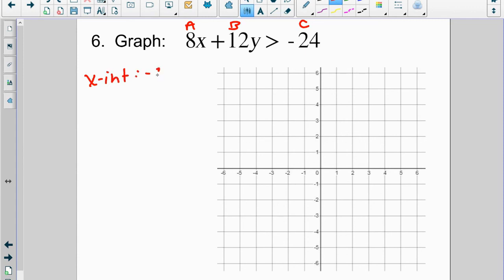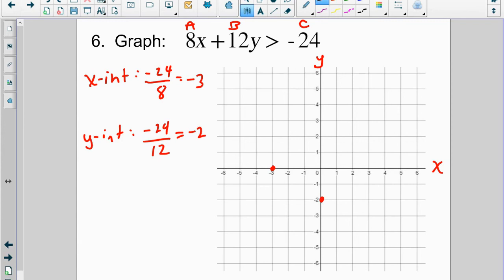I'm going to take the constant term divided by the number in front of x. For the y-intercept, I'm going to take my constant term and divide by the number in front of y. Let's see, negative 24 divided by 8 is negative 3. My x-intercept is at negative 3. For my y-intercept, negative 24 divided by 12 is negative 2. So on my y-axis, I plot my point at negative 2. I'm going to go ahead and draw my line.